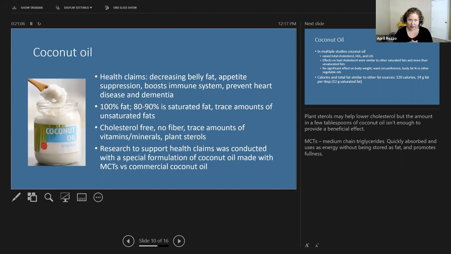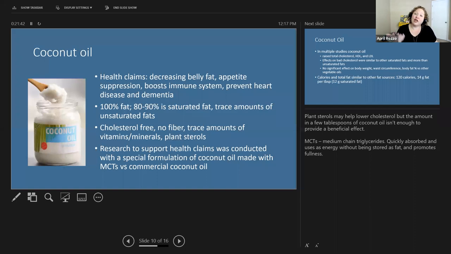Now, the difference is because it is plant-based, it does not have cholesterol like other saturated fats that come from animals like butter. There's no fiber, but there's no fiber in any of our oils, really. There are trace amounts of vitamins and minerals and plant sterols. Plant sterols might help lower cholesterol, but the amount in a few tablespoons of coconut oil that you're cooking with maybe isn't enough to provide a beneficial effect.